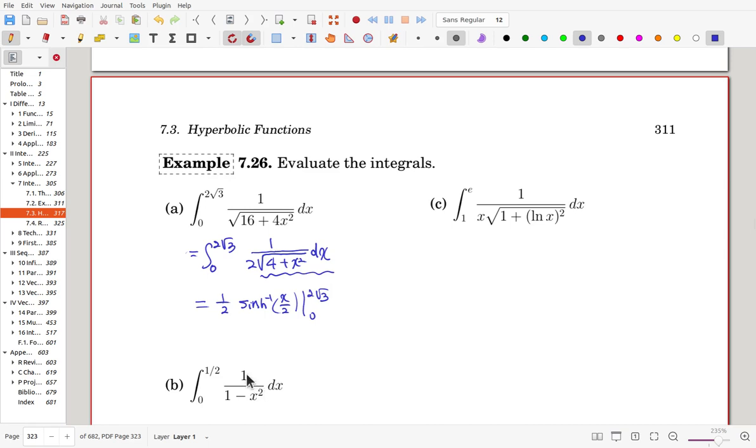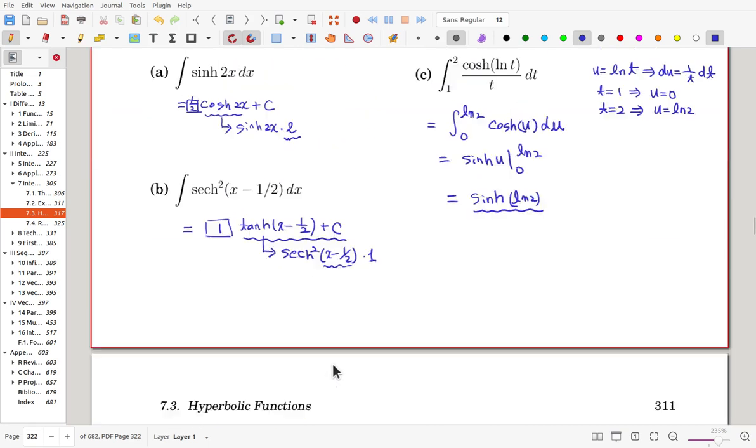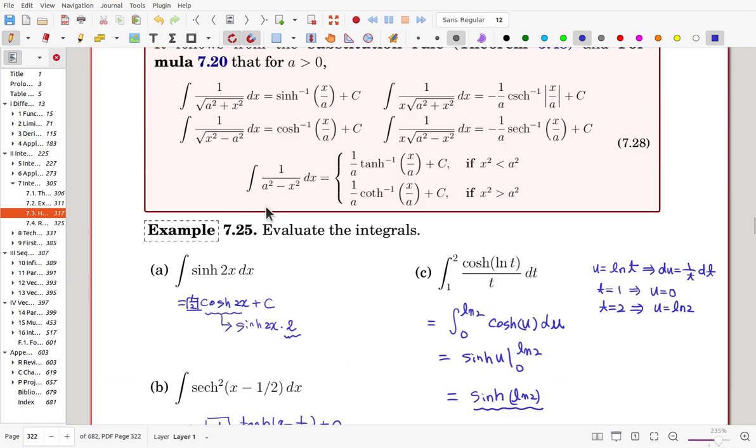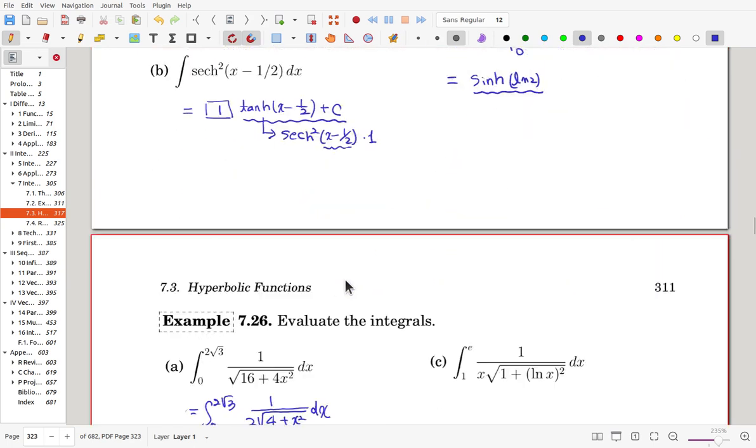Now there is 1 over 1 minus x squared. Okay, let's look at the formula again. That one looks like this one. Now 1 minus x squared, but we have two different cases. Once a is larger than x, a squared is larger than x squared, then we'll use this one. If x squared is larger than a squared, then we'll use that one. Okay, let's go back to the problem.